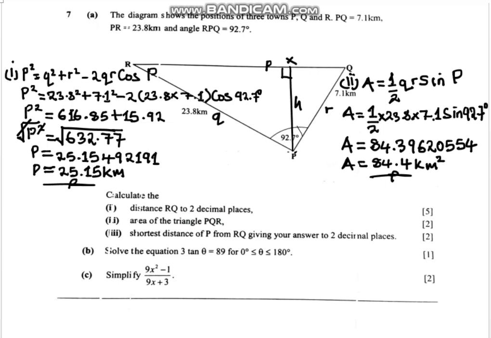So at the point of intersection for the line PX and for the line RQ, we are forming a 90 degrees. So this means that we can use area of a right angled triangle to calculate for the height that is unknown here, and the base is known. RQ is the base, which we calculated as 25.15 kilometers. So for that we use the area of a right angled triangle.